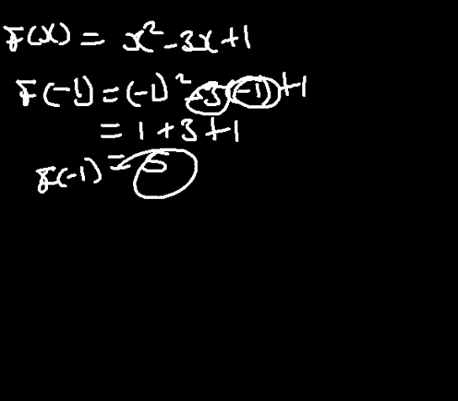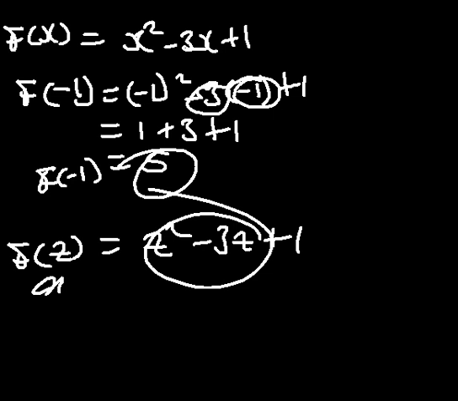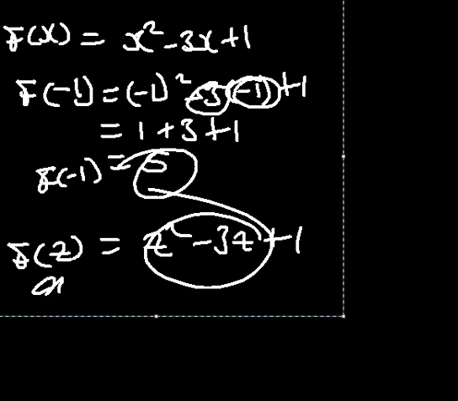And how about if we have, let's say, f of z? What is the value of f of z? Now the principle remains the same. z is the input of the function. So where there is x, we're going to put z. So now we have z to the power 2 minus 3z plus 1. So that's the way to go. So bear that in mind.